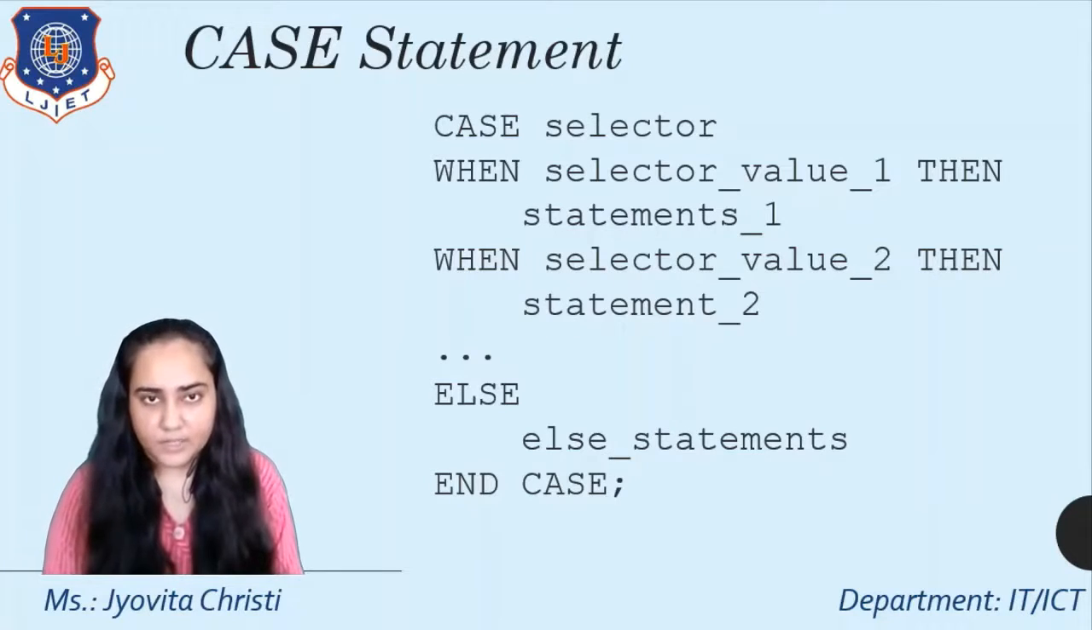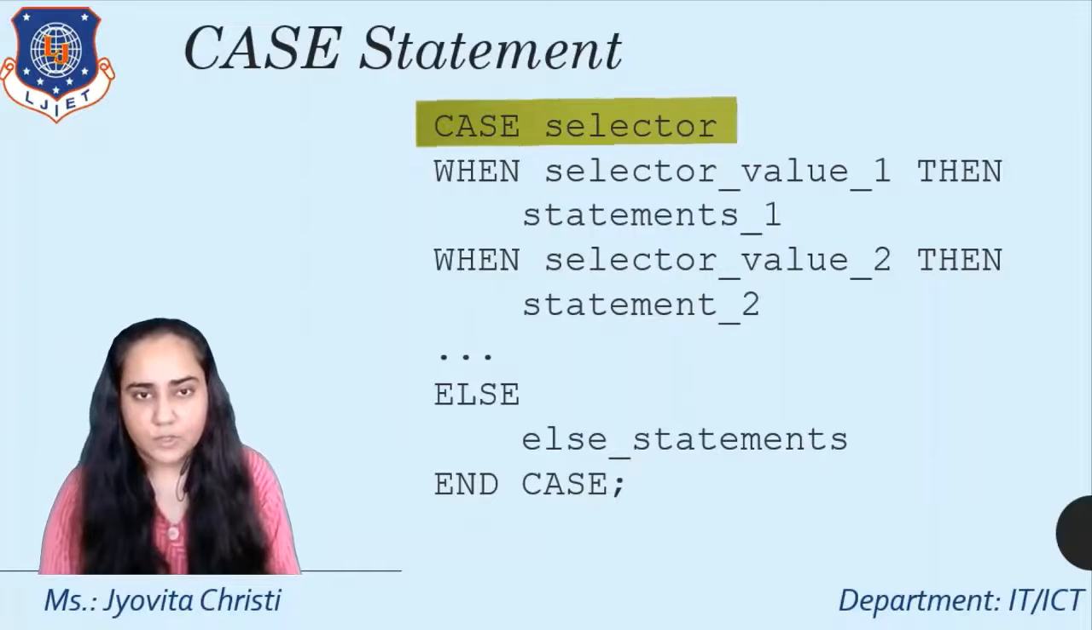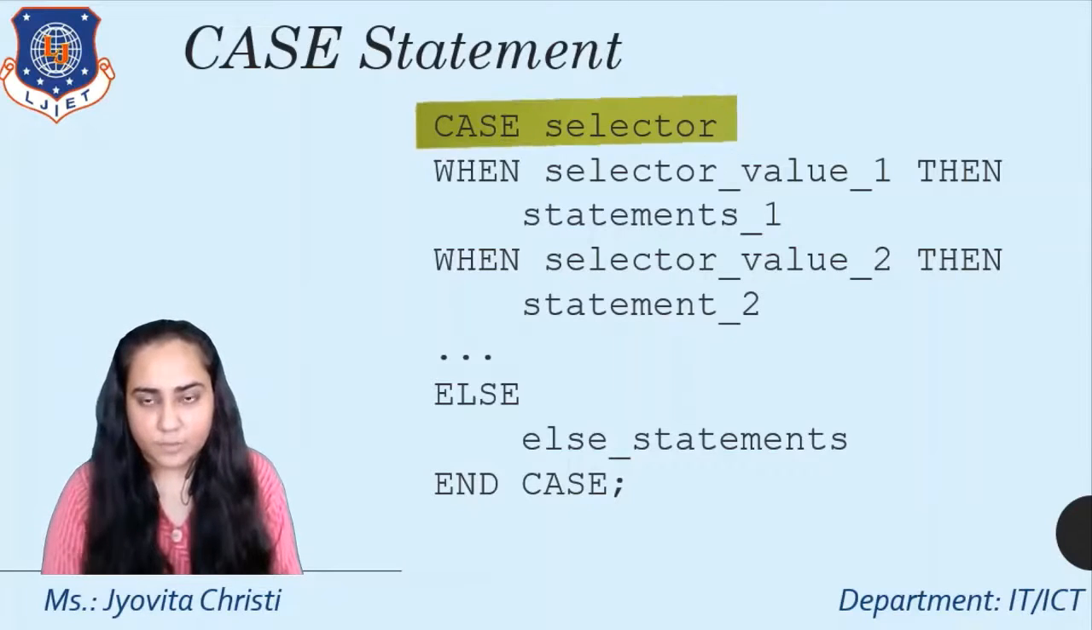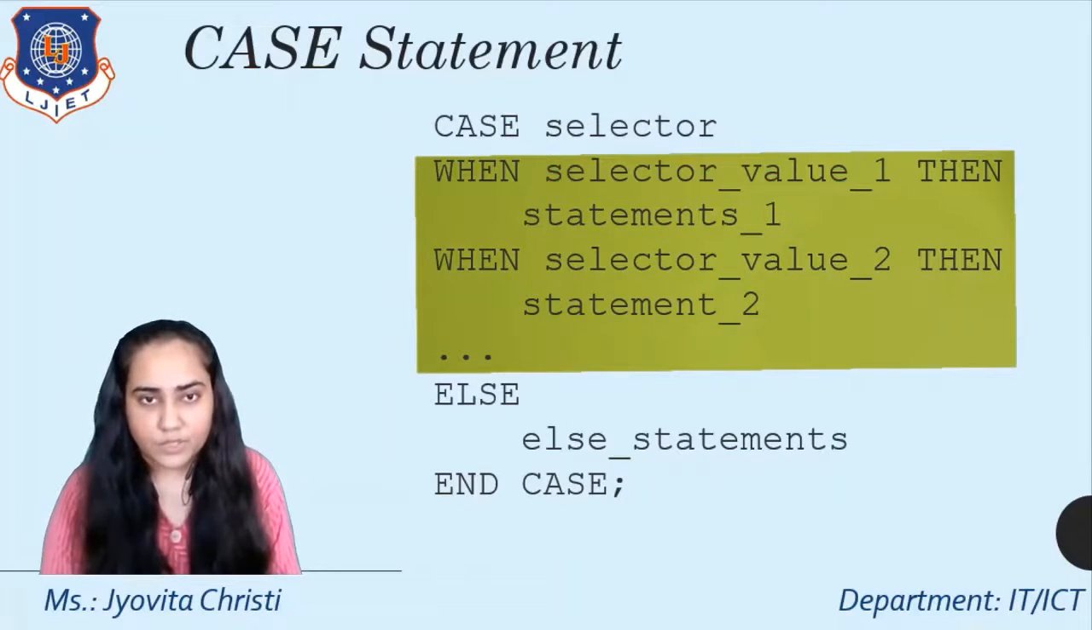The selector is an expression which is evaluated once. The result of the selector is used to select one of the several alternatives, for example, selector value 1 and selector value 2. The selector values are evaluated sequentially. If the result of a selector value equals the result of the selector, then the associated sequence of statements executes and the case statement ends. In addition, the subsequent selector values are not evaluated.